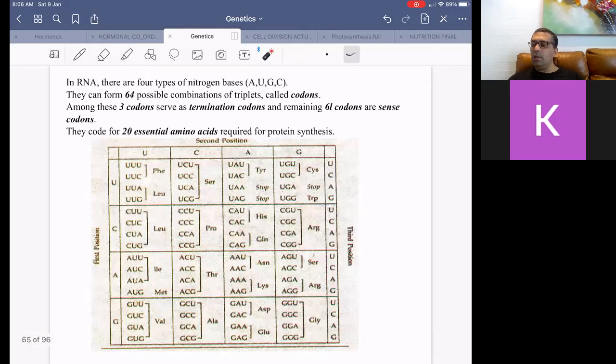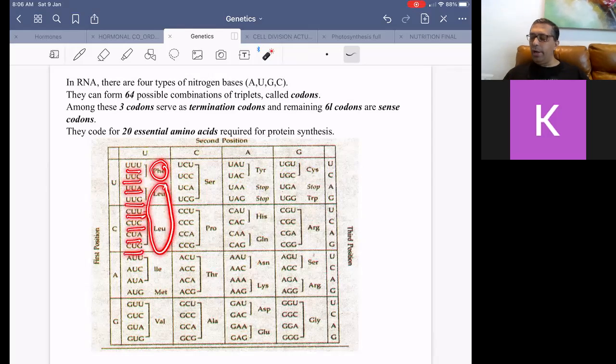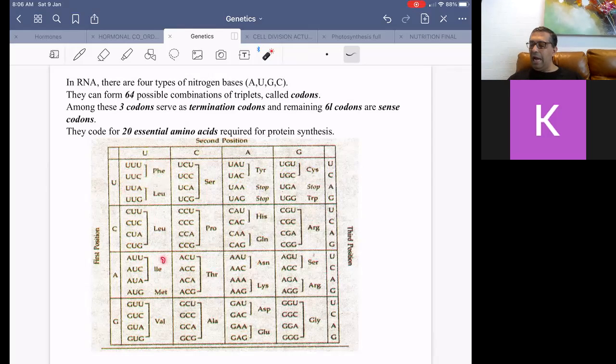So, suppose you have codon UUU or UUC. It codes for phenylalanine, and UUA, UUG is for leucine. CUU, CUC, CUA, CUG is for leucine. Similarly, isoleucine.